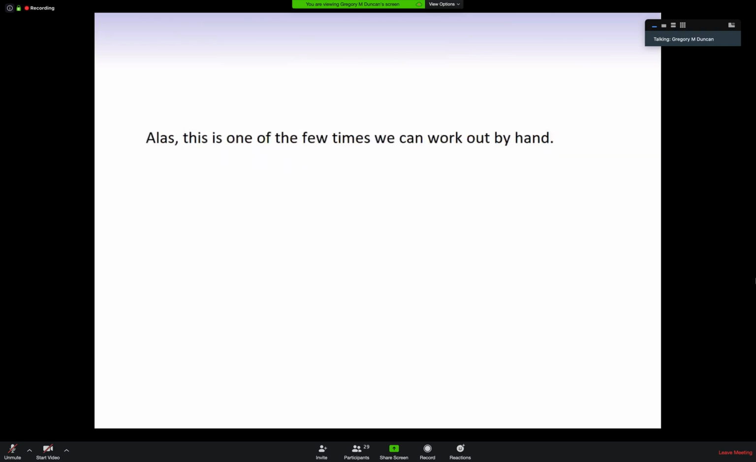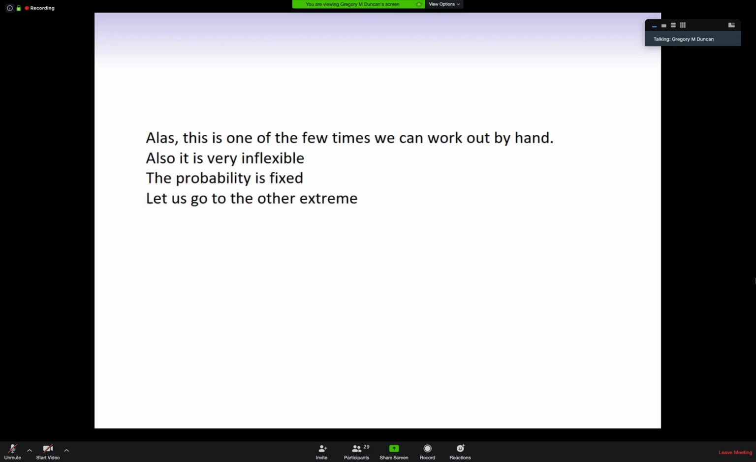Alas, this is one of the few times we can ever work out the maximum likelihood by hand. It's basically when it turns out to be a mean, we can work it out by hand. Other than that, we just can't. Okay. The problem is this is very inflexible. The probability is fixed. So now we're going to go to the other extreme. So this assumes that everybody in the population has the same probability of having COVID.